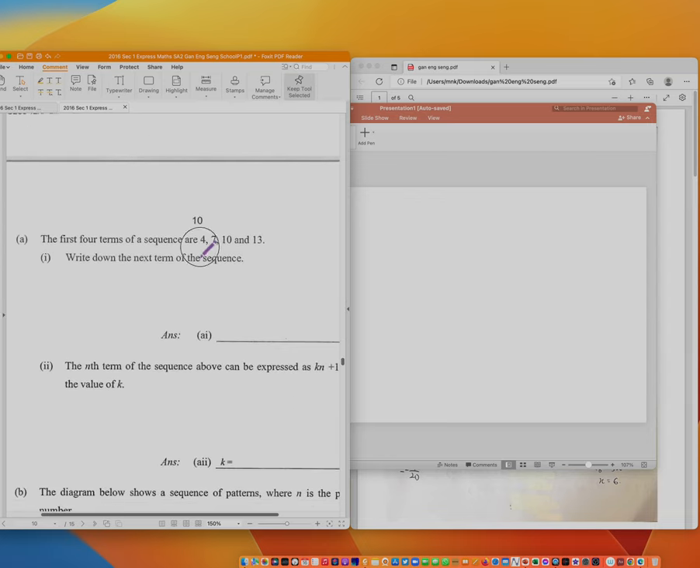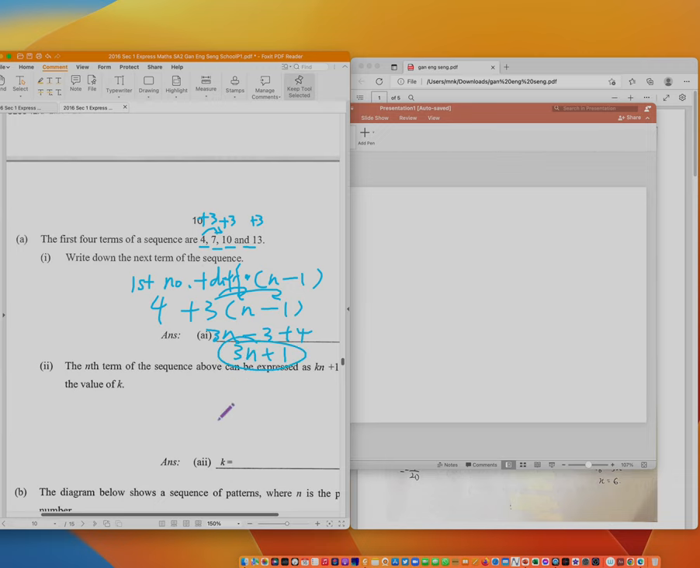This is the way to use our formula. Because the common difference is plus 3, our formula is first number plus the difference times n minus 1. Our first number is 4, difference is 3, n minus 1. So you simplify this. Open the bracket: 3n minus 3 plus 4, and then 3n plus 1. So that's the formula.